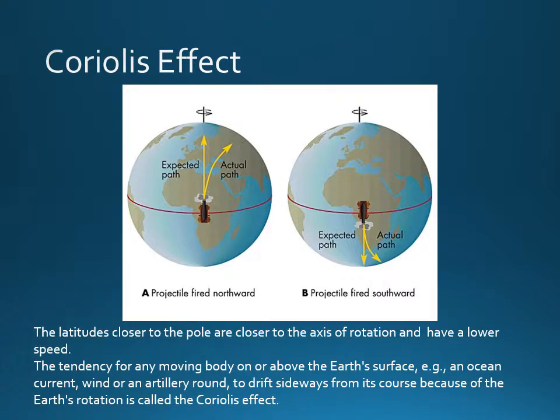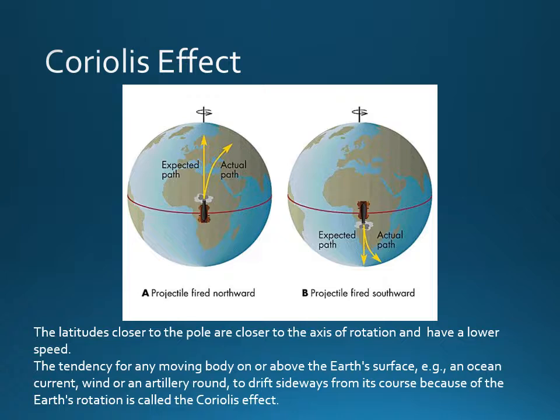The change in speed with latitude causes the Coriolis effect. The latitudes closer to the pole are closer to the axis of rotation and have a lower speed. The tendency for any moving body on or above the Earth's surface, for example, an ocean current, wind, or an artillery round, to drift sideways from its course because of the Earth's rotation was explained by the French scientist Gaspard Coriolis. A projectile launched from the equator towards the north has a higher speed to the east than higher latitudes and will land east of a north path.